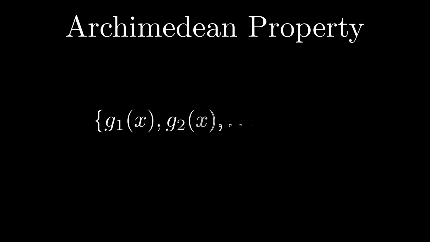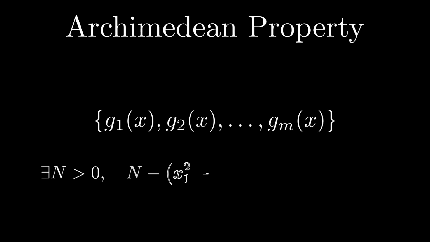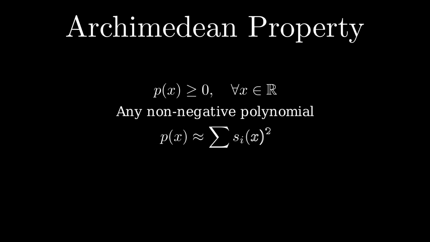If not all positive polynomials are sums of squares, does that mean the sum of squares methods are useless for optimization? No. This is where the Archimedean property comes in. A set of constraints is Archimedean if there exists some large number n such that n minus x1 squared minus x2 squared belongs to the quadratic module generated by the constraints of the problem. Intuitively, this means that our problem is bounded, preventing extreme behavior at infinity. If the Archimedean property holds, we can approximate any non-negative polynomial arbitrarily well using sum of squares.